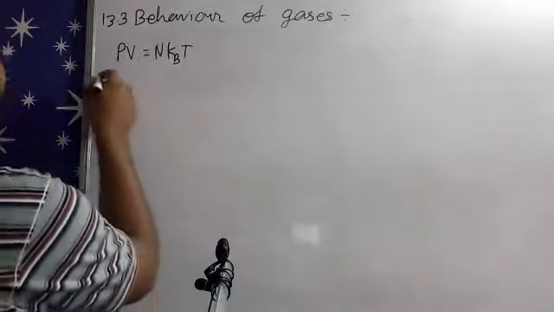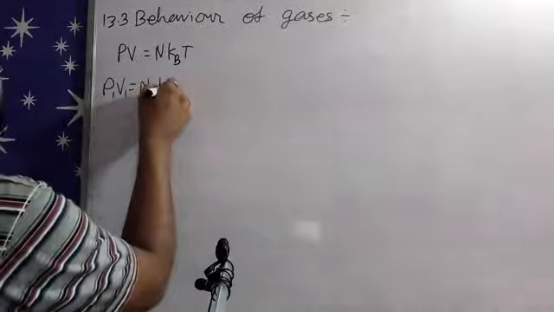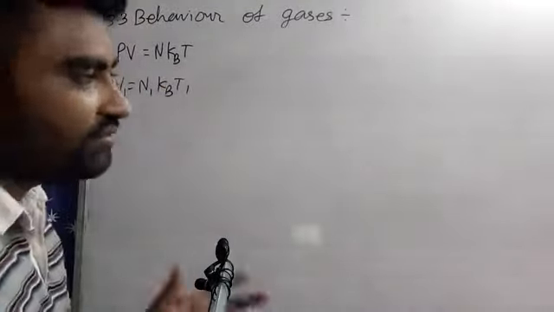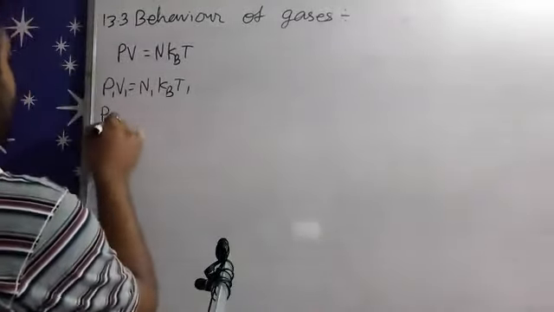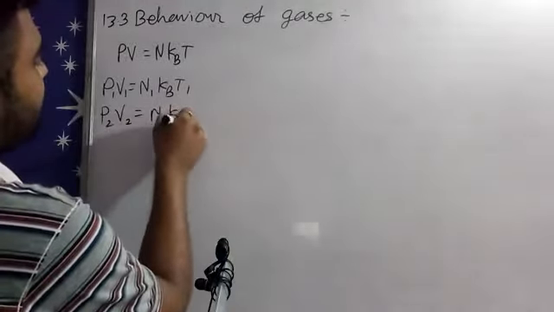Now if we have two gases, P1 V1 is equal to N1 kB T1, right? Here in this equation kB is the Boltzmann constant, so it always remains constant. The second gas has this condition: P2 V2 is equal to N2 kB T2.